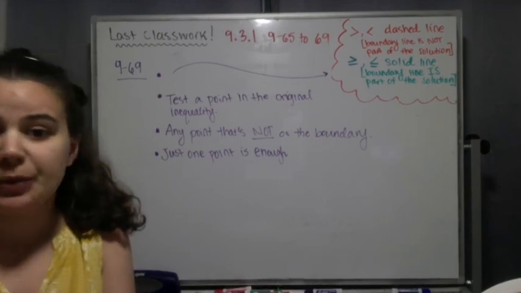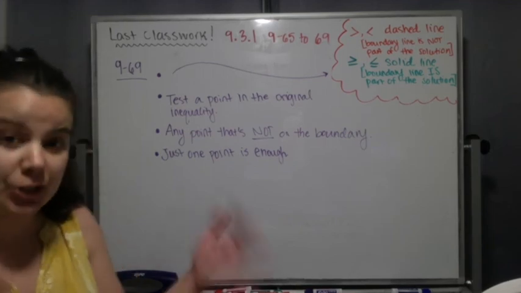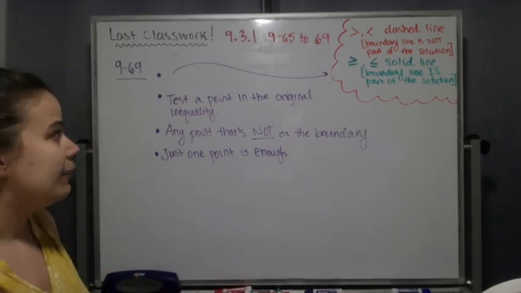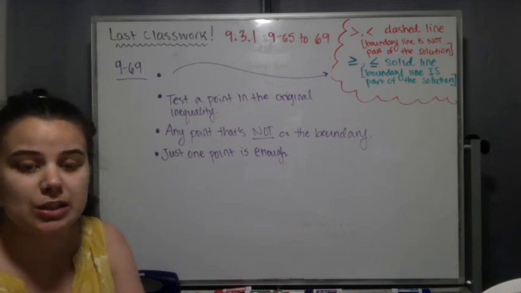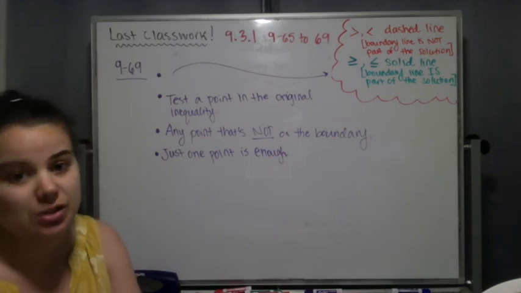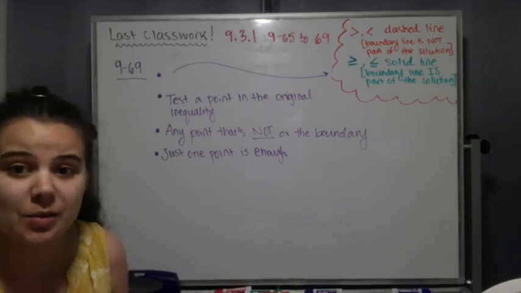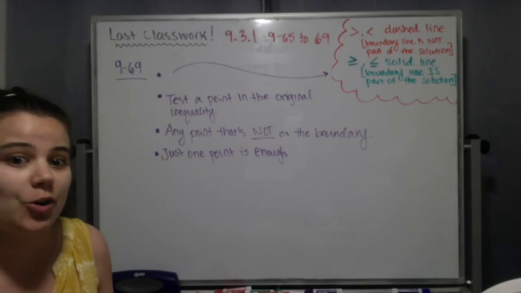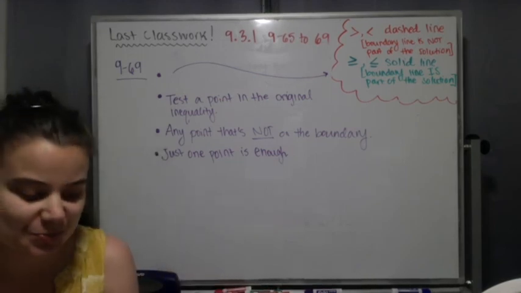How do we determine which side to shade? So we are going to test a point in the original inequality. And if it works, that means that we just found all of our solutions, right? Once we find one solution, we know that all of the solutions are on that side of the boundary. If it doesn't work, then we just found out where our solutions aren't. So it must be on the other side of the boundary.